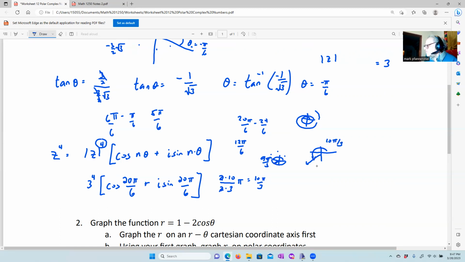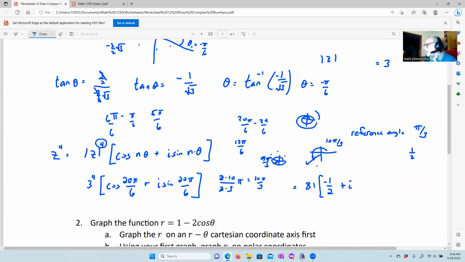Our reference angle is pi over 3. Going back to our unit circle, what's the cosine of pi over 3? That's a half. But which quadrant are we in? We're in the third quadrant. Cosine of reference angle pi over 3 is 1/2, but we're in the third quadrant, so it's negative 1/2. And then plus i sine, plus i.